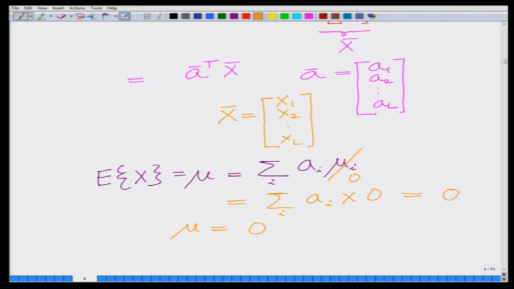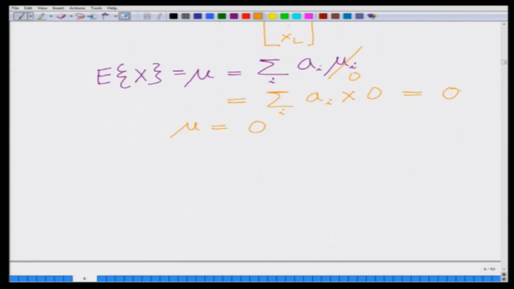Since each of the Gaussian random variables x_i has 0 mean, that is mu_i equal to 0, for each random variable x_i, summation a_i mu_i is summation a_i times 0, which is 0. Therefore, the mean mu of the Gaussian random variable x is 0. Now, let us look at the variance. We have also derived an expression for the variance.